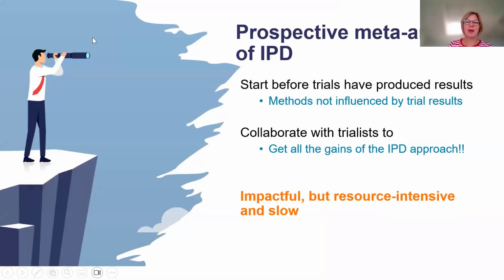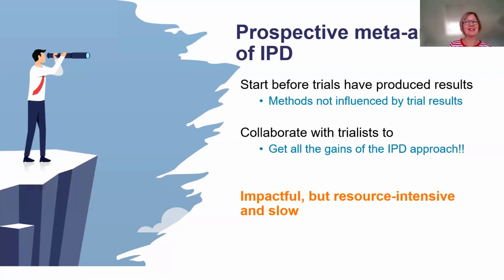It's really only prospective meta-analyses that start at an earlier time frame. So they tend to start before trials have produced results, often while trials are still ongoing. So it's really the one approach where the systematic review and the meta-analysis methods aren't influenced by the trial results. There's still a collaboration with trialists, and that's to get the data that you need.